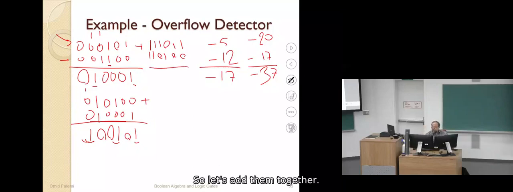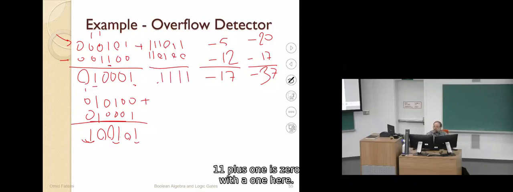So let's add them together. 1 plus 0 is 1. 1 plus 0 is 1. 0 plus 1 is 1. 1 plus 0 is 1. 1 plus 1 is 0 with a 1 here. 1 plus 1 plus 1 is 1 with a 1 here. Okay. We expect this to be minus 17. Minus 17. Do you want to see if it is?